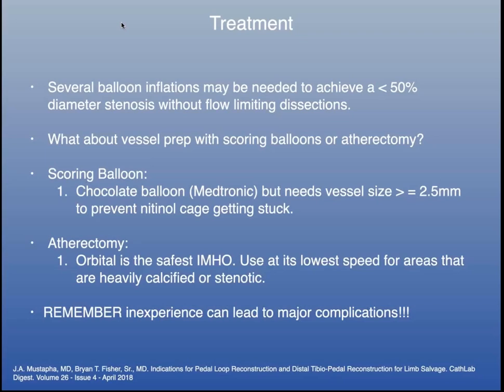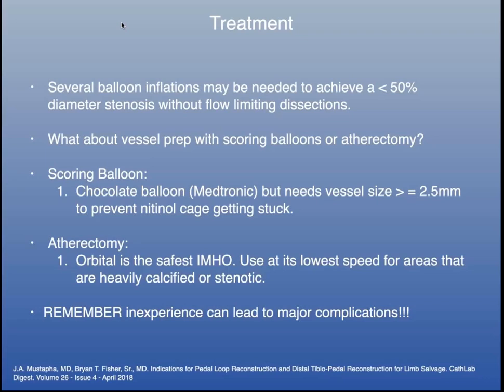People always ask me, what about vessel prep below the ankle? Well, there are people that do it. I tend to do orbital atherectomy because I think that's the safest in my opinion, but some people will use what's called the chocolate balloon by Medtronic, which has a nitinol cage. It's like a sculpting balloon, but you need a vessel size that's at least 2.5 millimeters, otherwise it gets stuck. Same thing with atherectomy, you typically want to go at a low speed, but again, there's not a lot of data for this.